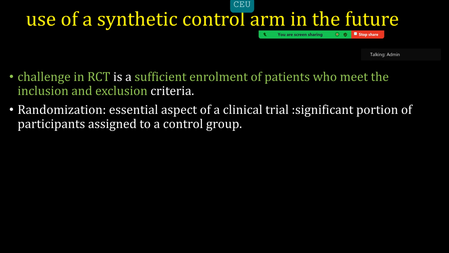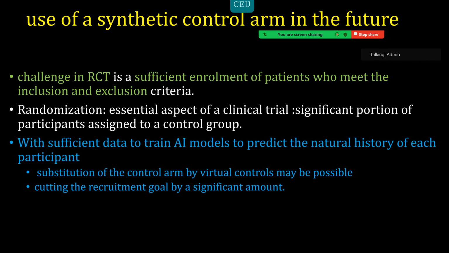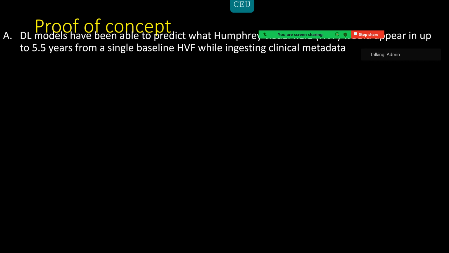But randomization is essential. We all know why randomization is essential. So can we look at the natural history of disease? Can the AI predict the natural history of disease in the control arm so that we can avoid having a control arm totally? So a proof of concept, again from ophthalmology.